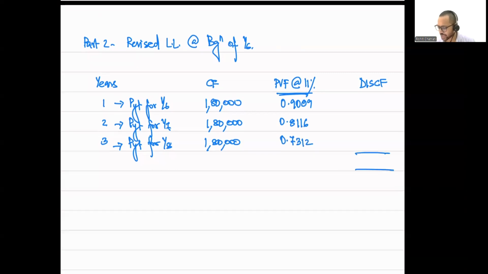All right, the discounted cash flow will be 1,80,000 multiplied by 0.9009, which is 1,62,162. We then have 1,80,000 multiplied by 0.8116, which is 1,46,088. And for the third year, we have 1,80,000 multiplied by 0.7312, which is going to be 1,31,616. The sum total of all this will be equal to 4,39,866.